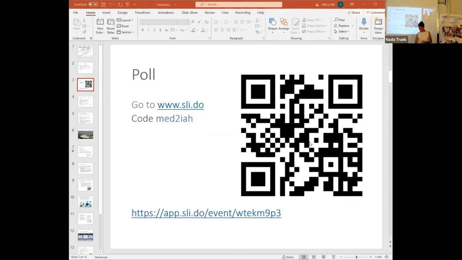Next, I think this one might be a bit difficult. It's actually asking you by how much has it increased, the share of internationally co-authored papers.